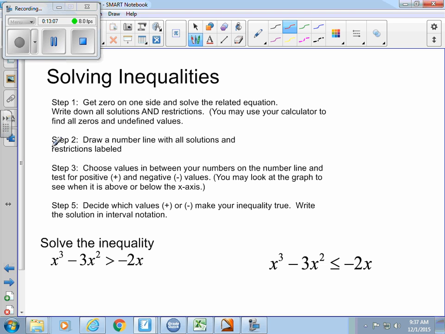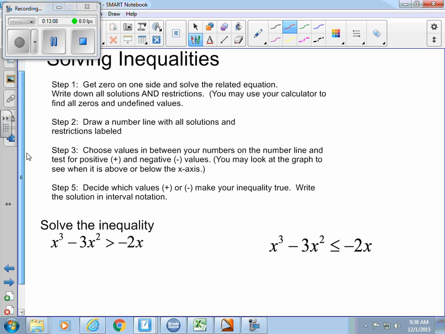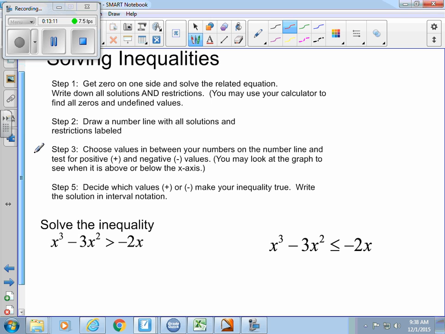Okay, solving inequalities. Get 0 on one side, solve the related equation. Find out all solutions and restrictions. You may use your calculator to do all of that, or you can do it by hand. We'll talk about both.